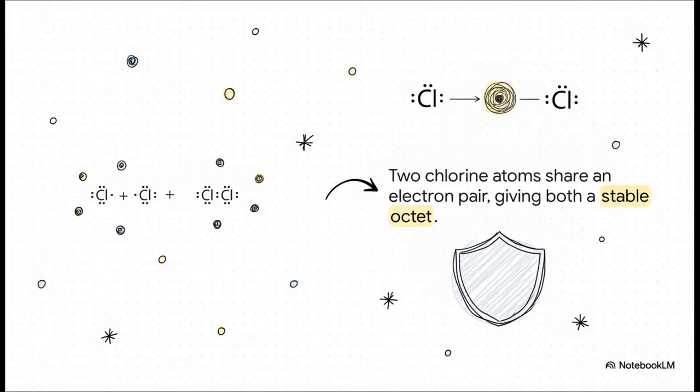Okay, check this out. Here we have 2 chlorine atoms. Each one starts with 7 electrons in its outer shell. So close, but not quite at that magic number of 8. They're unstable. So what do they do? They make a deal. They each share one of their electrons with the other, creating a shared pair right in the middle. Now, each atom gets to pretend it has 8, and poof, they're both stable. That's a covalent bond in a nutshell.